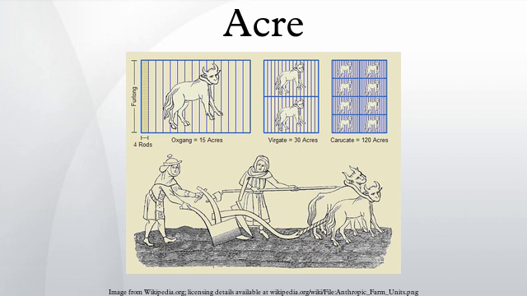Differences between international and U.S. survey acres. In the International Yard and Pound Agreement of 1959, the United States and 5 countries of the Commonwealth of Nations defined the length of the international yard to be exactly 0.9144 meters. Consequently, the international acre is exactly 4,046.8564224 square meters.